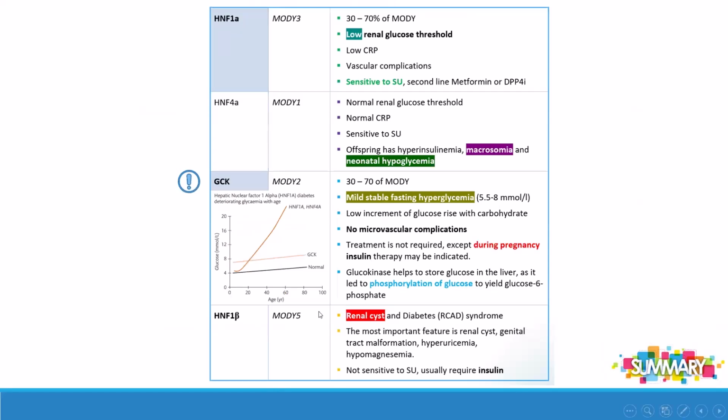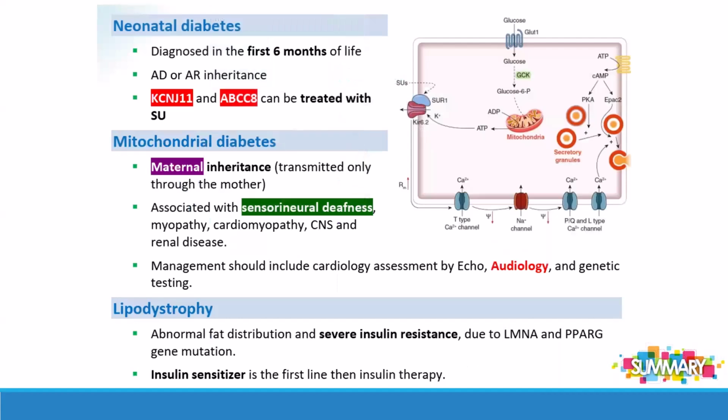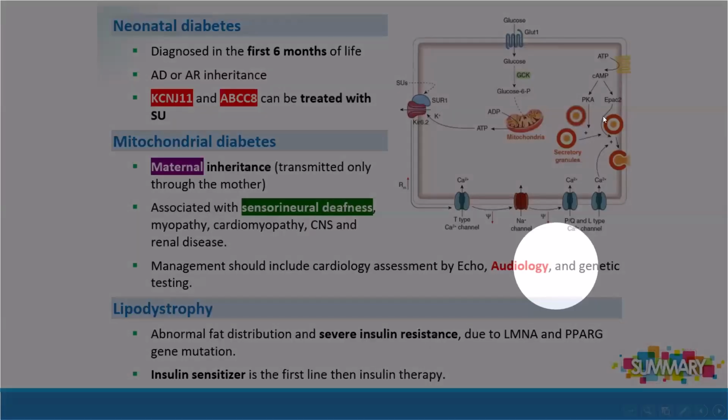HNF1 beta will present with renal cyst and diabetes syndrome. Neonatal diabetes mellitus is autosomal dominant or autosomal recessive, diagnosed in the first 6 months, due to mutation of KCNJ11 and ABCC8. And don't forget that glucokinase is responsible for the phosphorylation of glucose to glucose 6-phosphate. Mitochondrial diabetes is maternally inherited with sensorineural deafness.